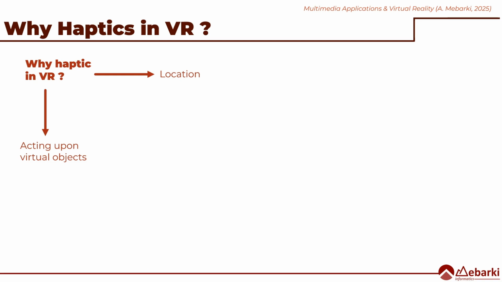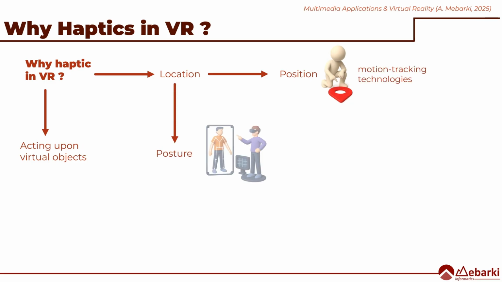For spatial localization, the system must determine both the position of the user's body, typically captured through motion tracking technologies, and the posture or configuration of the limbs, which may be inferred through segmentation techniques and advanced image analysis algorithms.